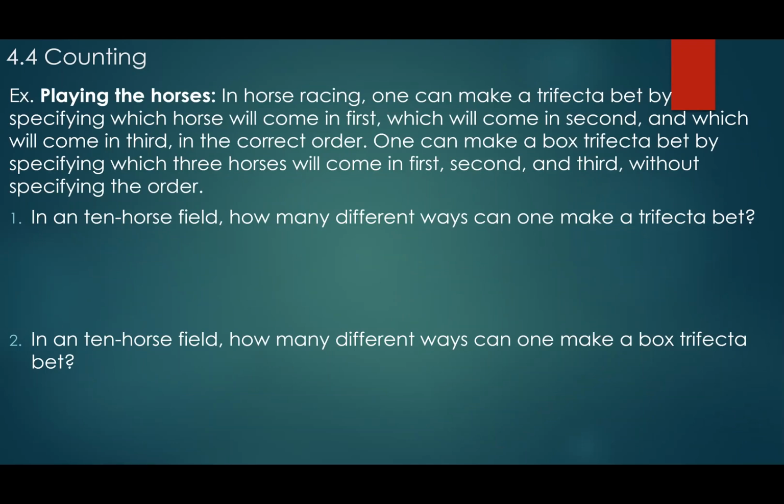Let's say playing the horse. And again, I just copied this problem from the book, so that I have some problem to talk to you about. In horse racing, one can make a trifecta bet by specifying which horse will come first, which horse will come second, and which horse will come in third in the correct order.